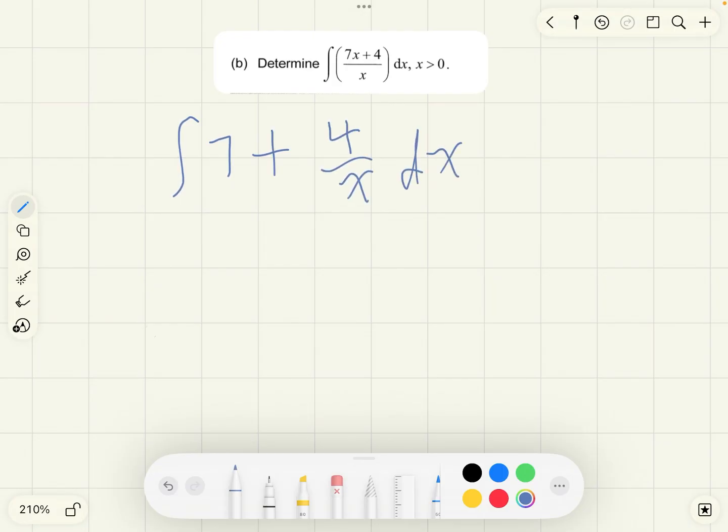dx. And this integral is very easy. The integral of 7 is a constant, you just times by x. And for the next term, 4 is a constant, you can take it out, and you will end up with 1 over x, and the integral of 1 over x is ln of x. And you don't need absolute value here because the question says x is greater than 0. And in the end, you just plus c. Don't forget this, otherwise you'll lose a mark.